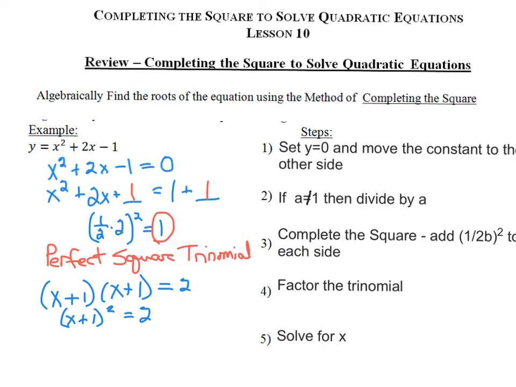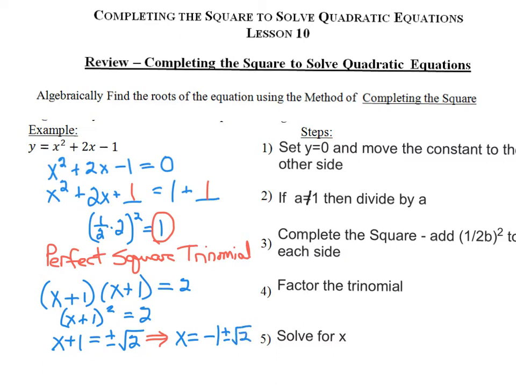So my last step is to solve for x. So to solve for x, I'm going to have to take the square root of both sides of the equation. So I will get x plus 1 is equal to the positive and negative square root of 2. So to finish this off, I'm going to get the x by itself. So let's go ahead and do that by subtracting 1 from both sides of the equation. So I get as my answer x is equal to -1 plus or minus radical 2.